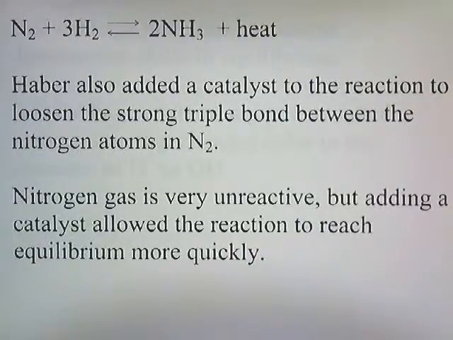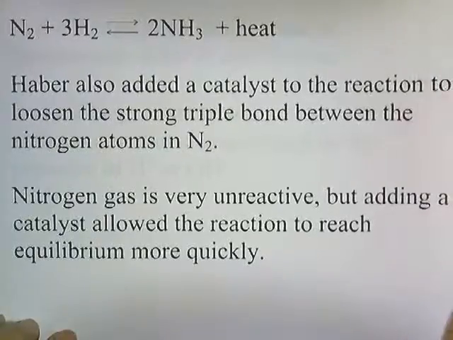Haber also added a catalyst to the reaction to loosen the strong triple bond between the nitrogen atoms in N2. Nitrogen gas is very unreactive, but adding a catalyst allowed the reaction to reach equilibrium more quickly.